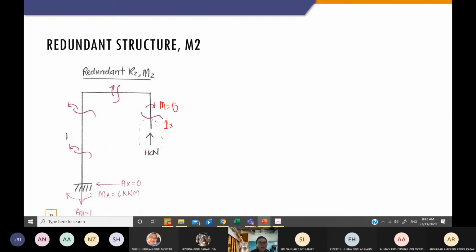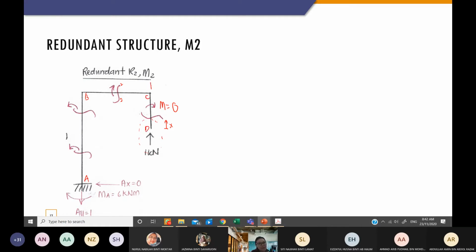Okay, so how about this cut section I'm talking about? Because you can't see my pen here, maybe I put number 2. How about this section BC, for section BC?